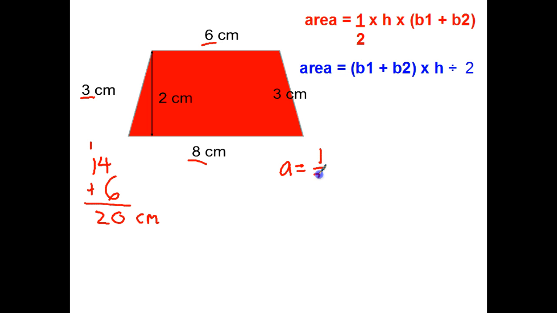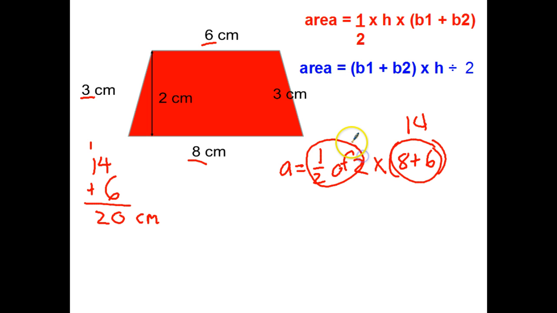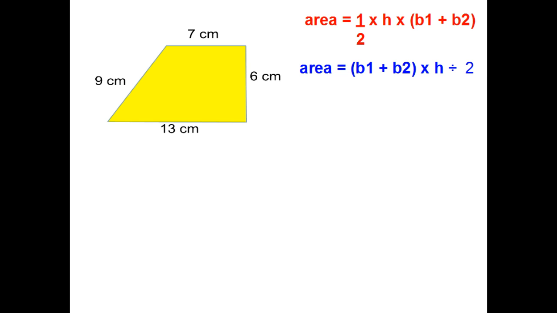Area, half of 2 times base 1 plus base 2. 8 plus 6 is 14. Half of 2, that's really just 1. 1 times 14 is 14. 14 square centimeters. Okay, this time the trapezoid looks a little bit different.